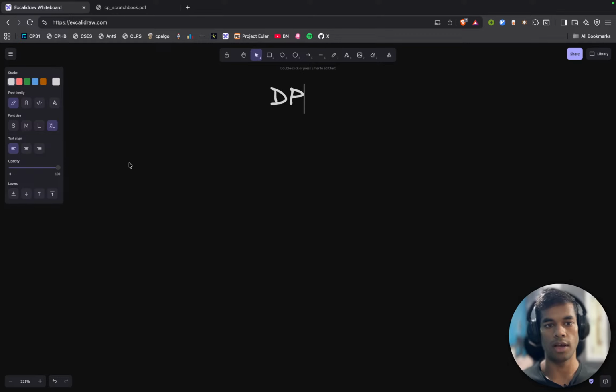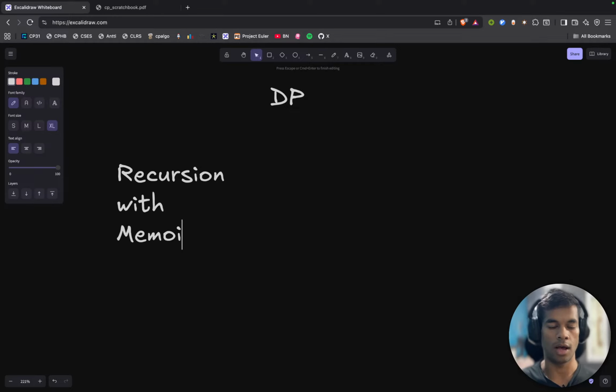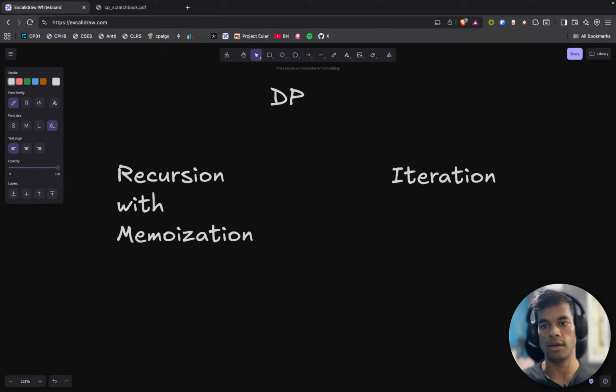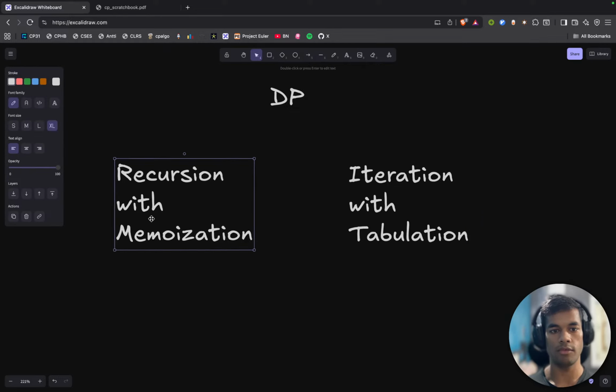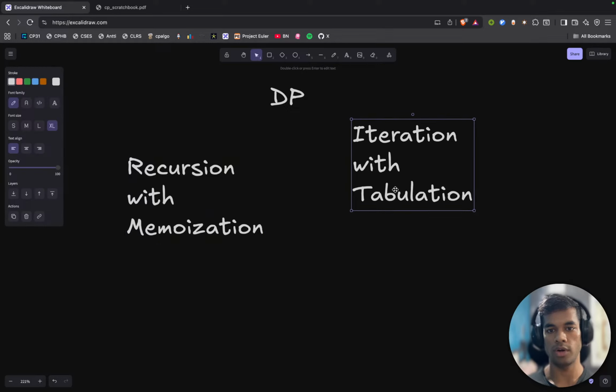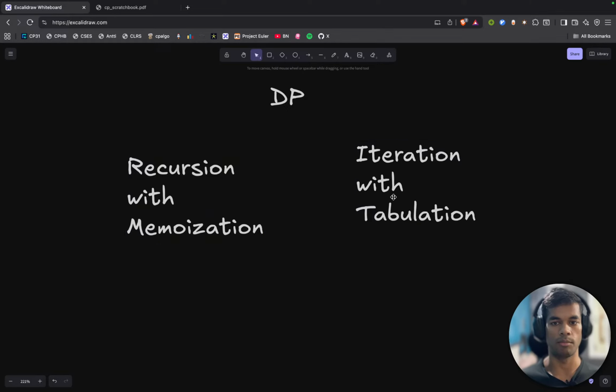For DP, we have two methods. First is recursion with memoization, and the second is iteration with tabulation, and that is cool. We have written this thing. We also want to write this thing just for practice.